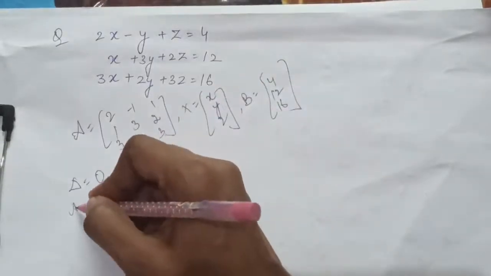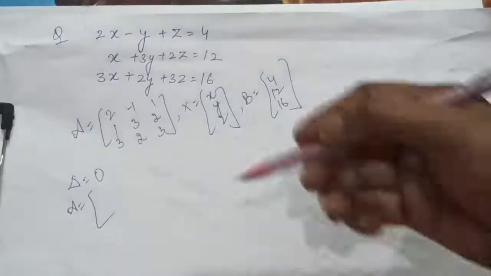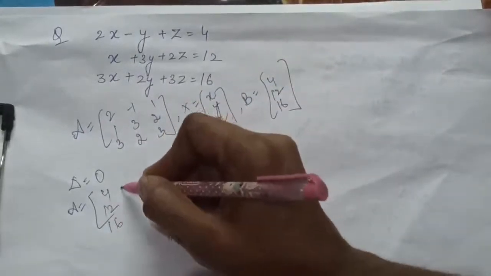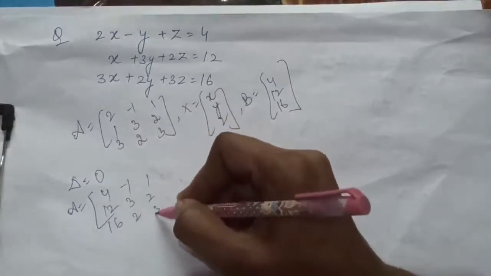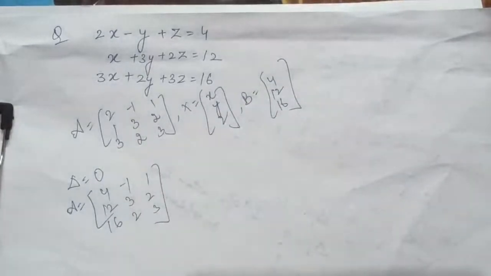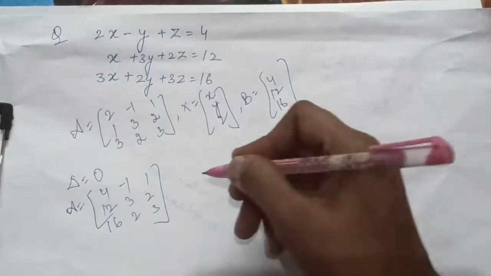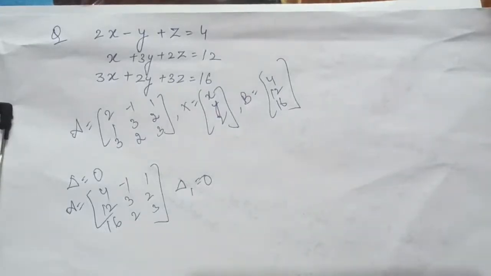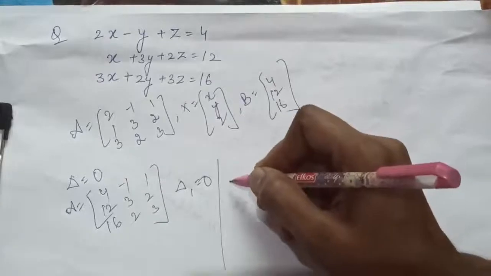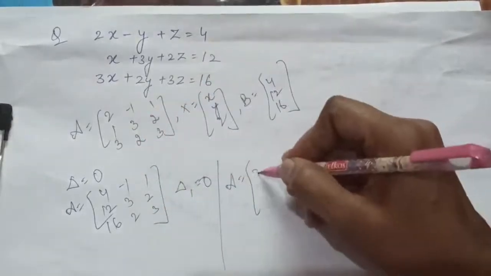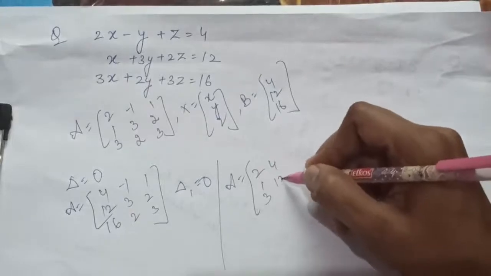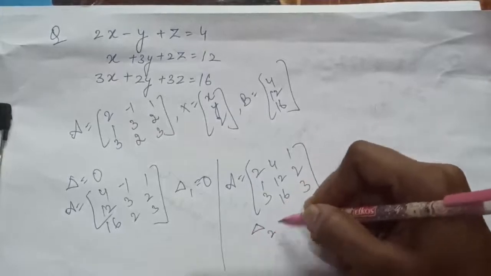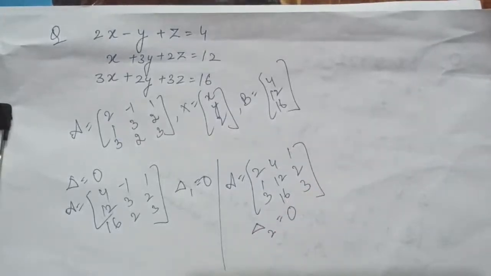So what will I do now? I will make a new A by replacing the first column with B. So 4, 12, 16. The second column will be the same. The third column will be the same. When I calculated its determinant again, I found delta 1 was also 0. Right? Then I moved further and replaced my second column. The first column I kept the same. Second column 4, 12, 16. The third column is also the same. And I calculated delta 2, which I found is again 0.